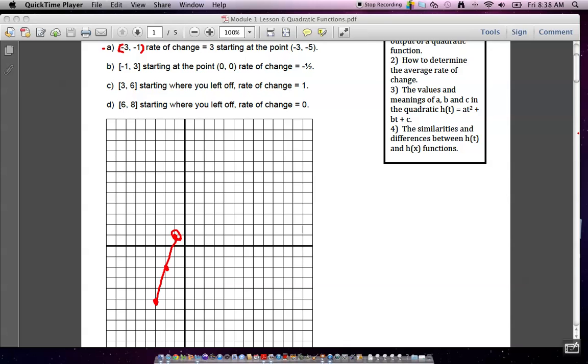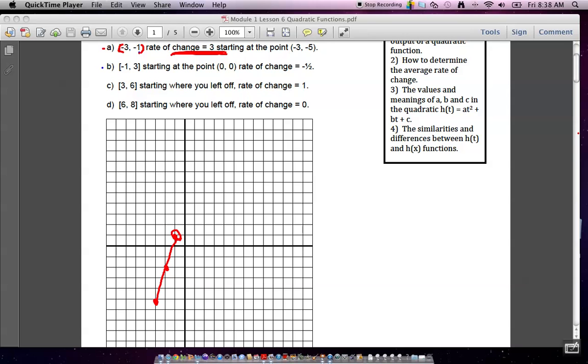How do you know that you've got to stop there? Because this -1 here tells you you only go from -3 to -1. This is an interval. It's called interval notation. So it's saying from the interval from -3 to -1, here's the rule I want you to follow: the rate of change of 3.